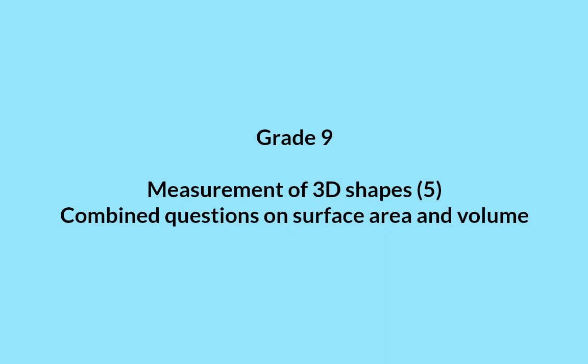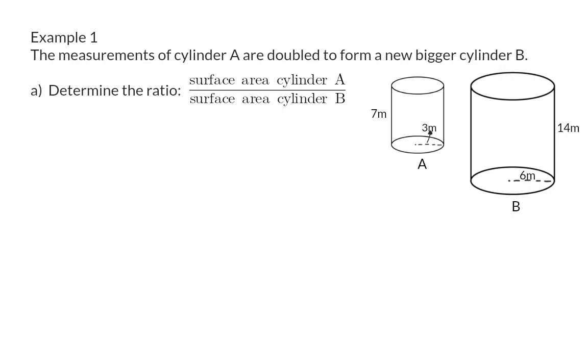In this video, we're going to have a look at combined questions on surface area and volume. Example 1. The measurements of cylinder A are doubled to form a new bigger cylinder B. Question A. Determine the ratio of the surface area of cylinder A to that of cylinder B.